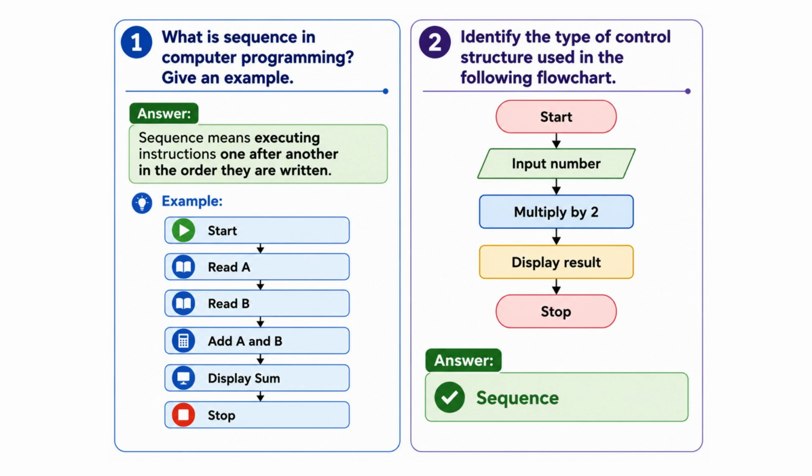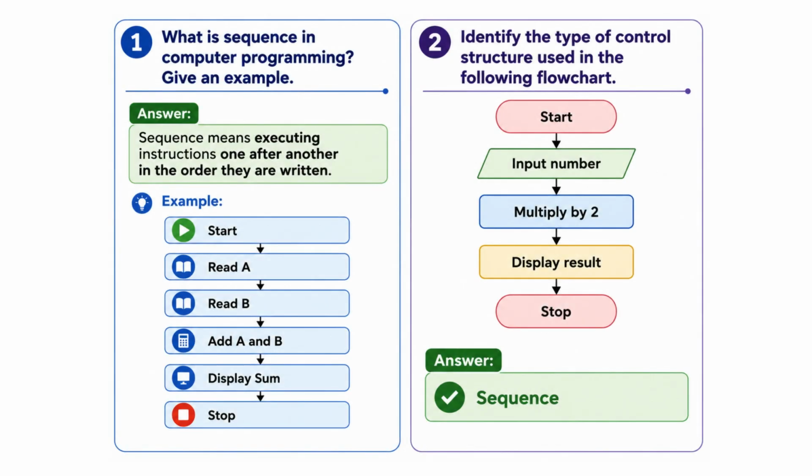Let's look at the example carefully. The algorithm starts, reads value A, then reads value B. After that, it adds A and B together, displays the sum, and finally stops. Notice that every instruction follows a fixed order, without skipping or repeating steps.